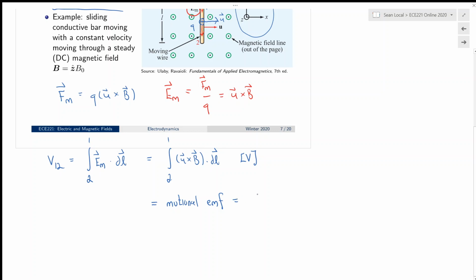We will use the same notation we had the other day. We have a subscript EMF, just to remind ourselves this is an EMF, and we'll attach a subscript here, M, for motion.